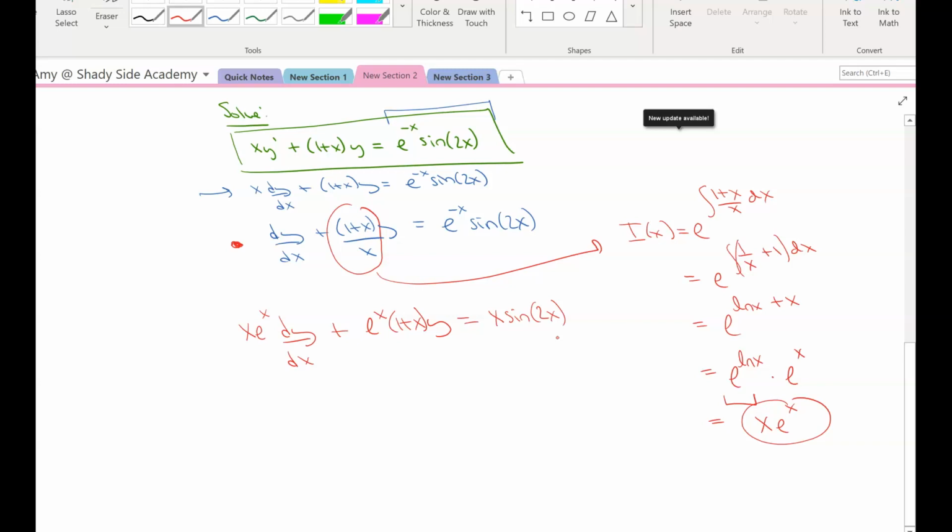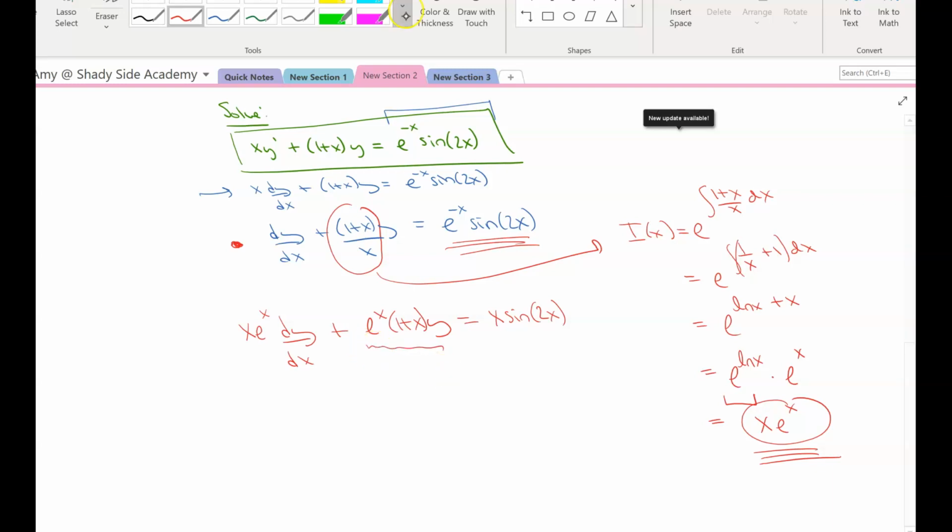You'll notice that when I did that, I very swiftly simplified as well. Because when I multiply x e to the x by e to the negative x sine 2x, e to the negative x times e to the x becomes e to the 0, which is just 1. I also simplified in this step right here.